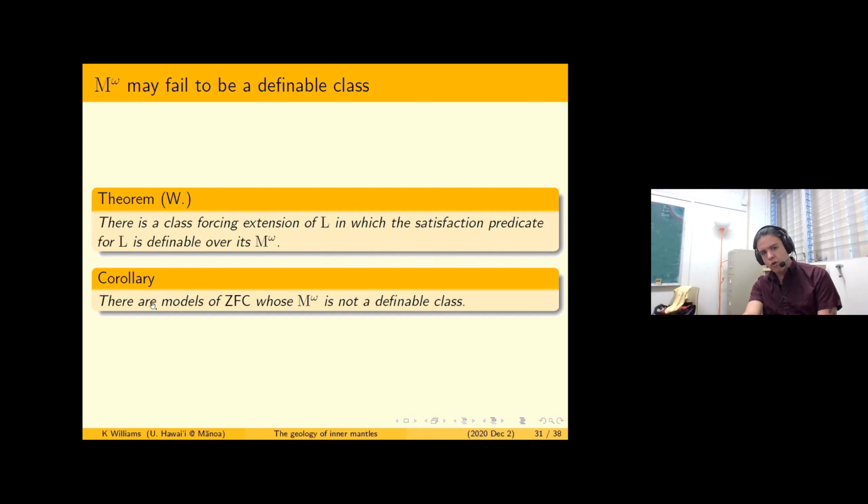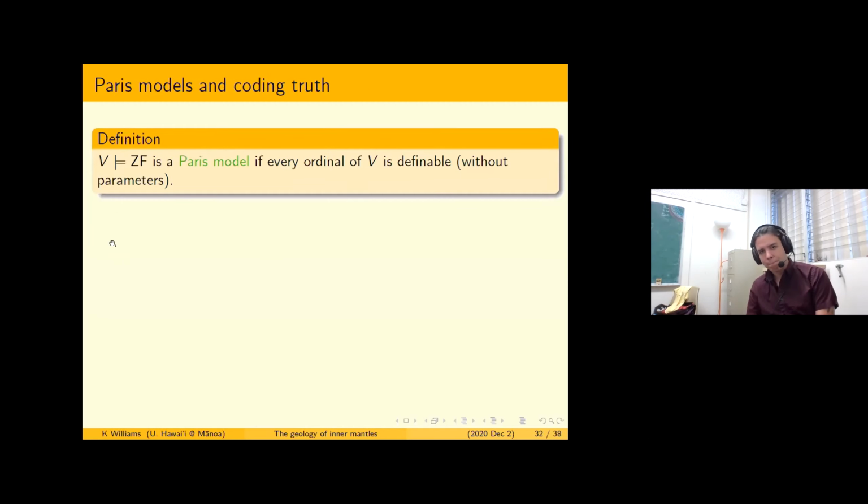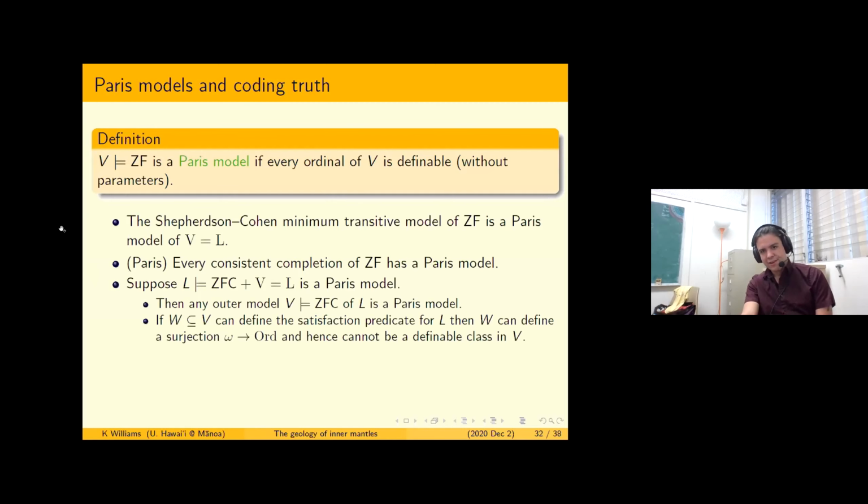So let's see how to get the corollary from the theorem first. So let's say that a model of ZF is a Paris model if all of its ordinals are definable without parameters. Okay. So the minimal transitive model is a Paris model because it's pointwise definable.